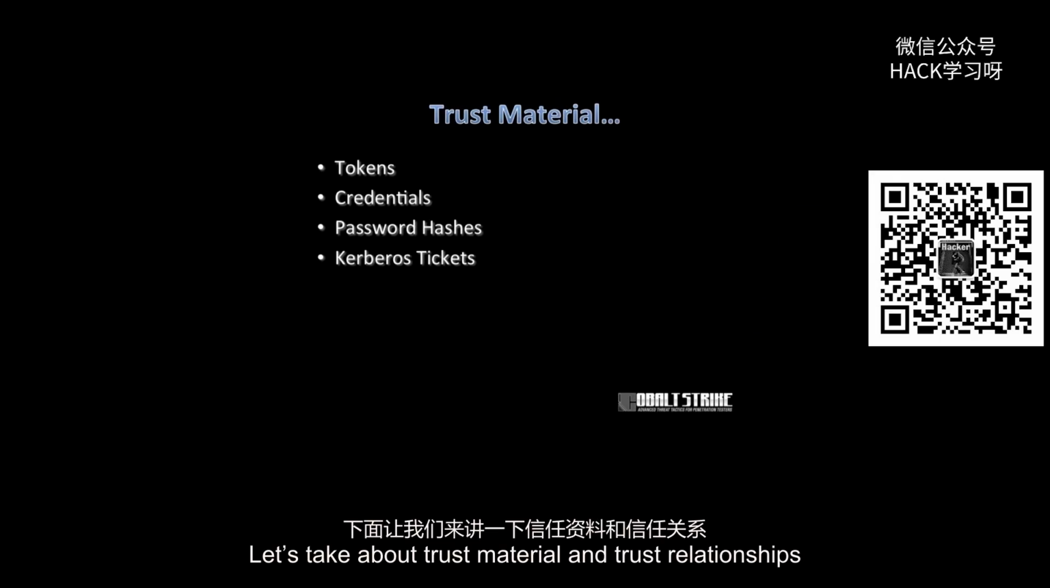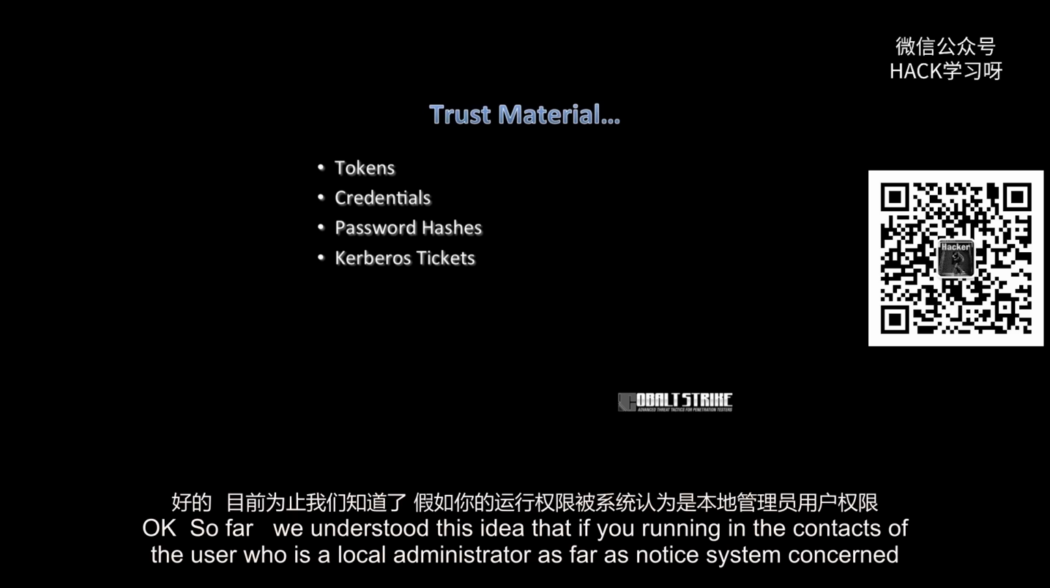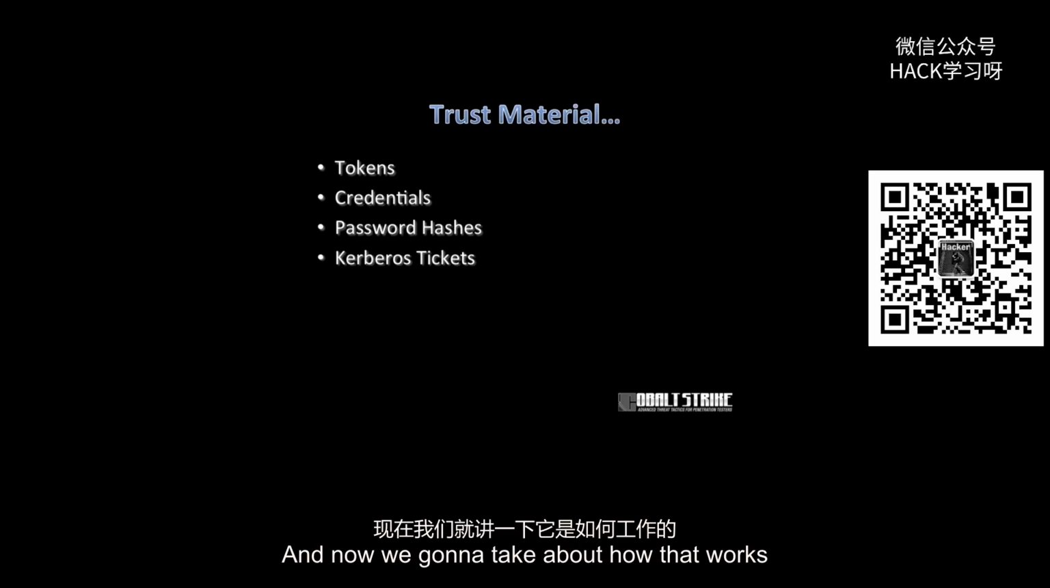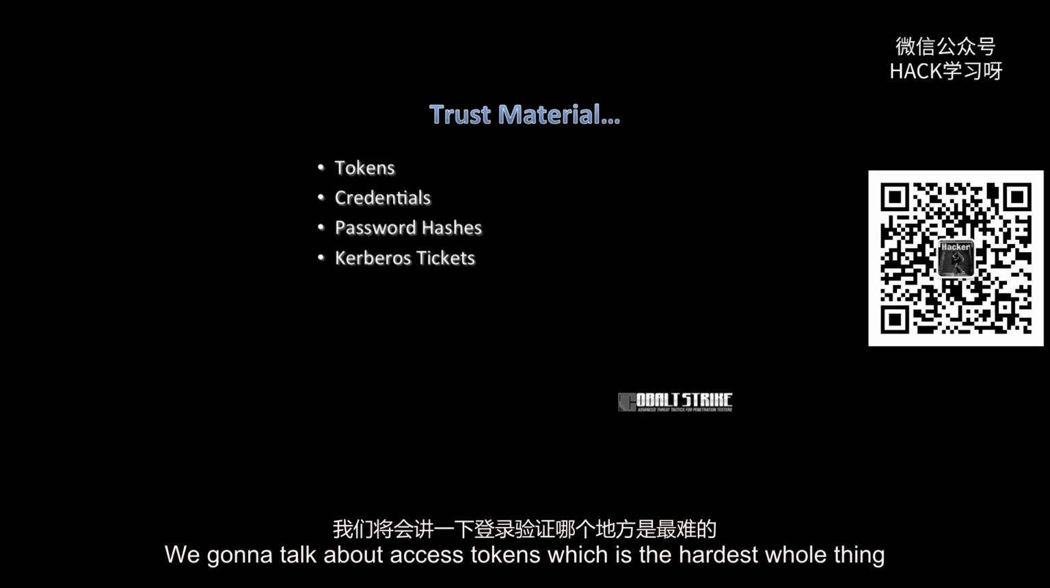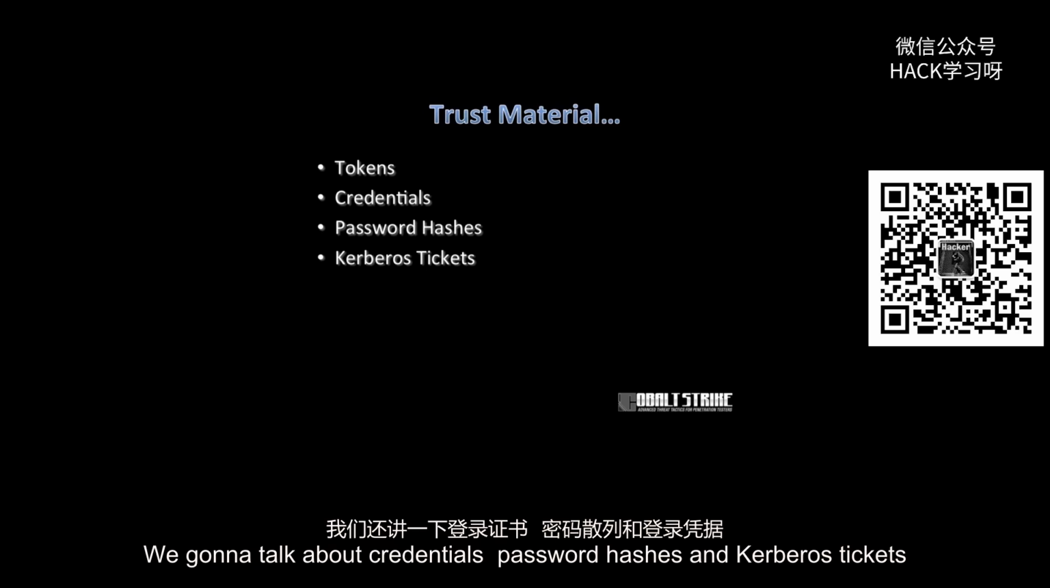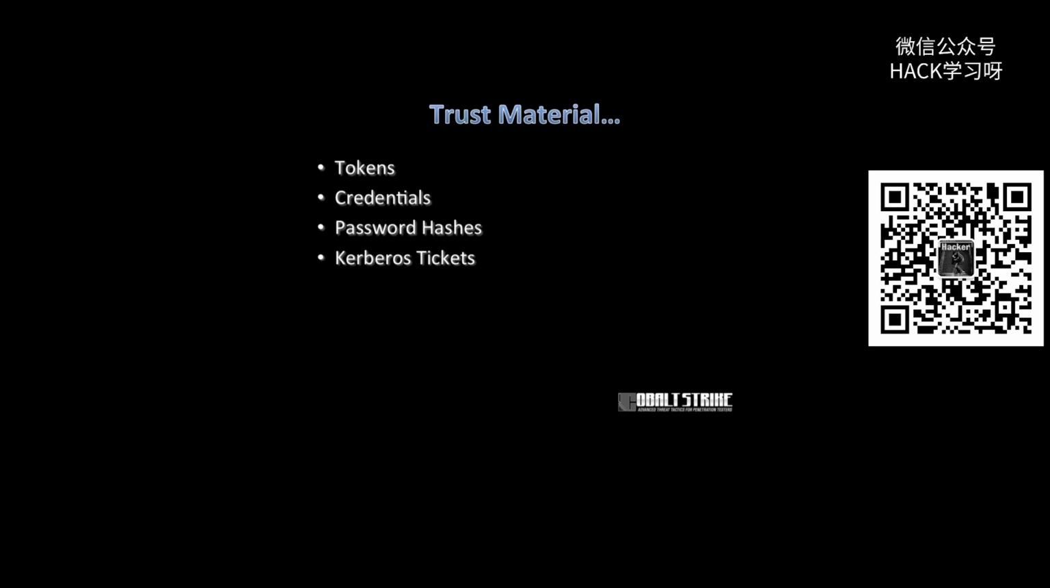Let's talk about trust material and trust relationships, okay? So far, we've understood this idea that if you're running in the context of a user who is a local administrator, as far as another system is concerned, you can do things, right? Well, now we're going to talk about how that works. And we're going to talk about access tokens, which is the heart of this whole thing. We're going to talk about credentials, password hashes, and Kerberos tickets.